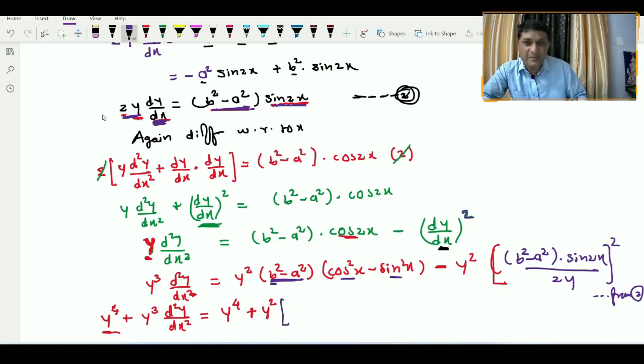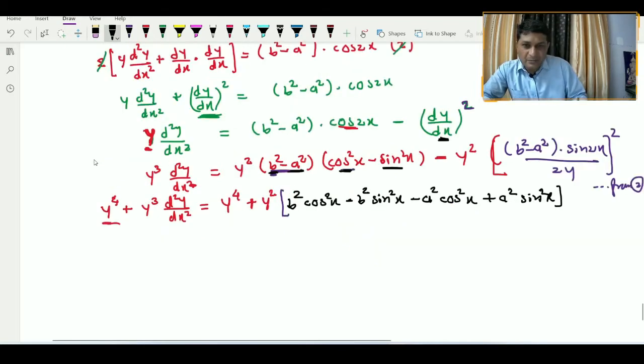First I am multiplying by b square. If I am multiplying by b square to the first term, what we will get here? b square cos square x. If I am multiplying to the second term, here we will get minus b square sine square x. Now I am multiplying by minus a square to both the terms. So here we will get minus a square cos square x, and here minus a square into minus sine square x will be equals to plus a square sine square x, isn't it?